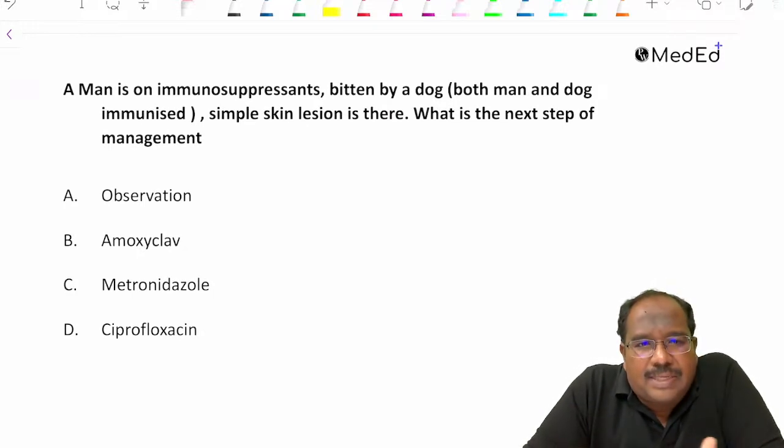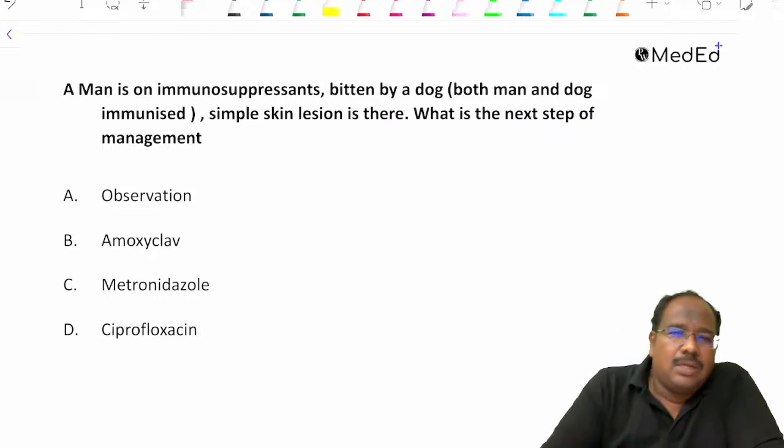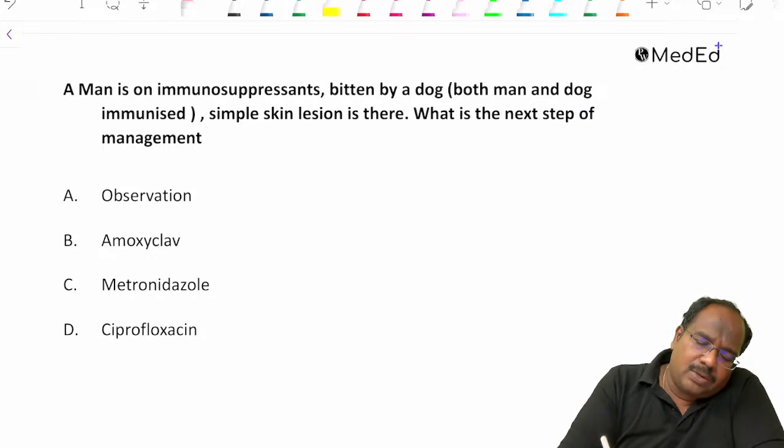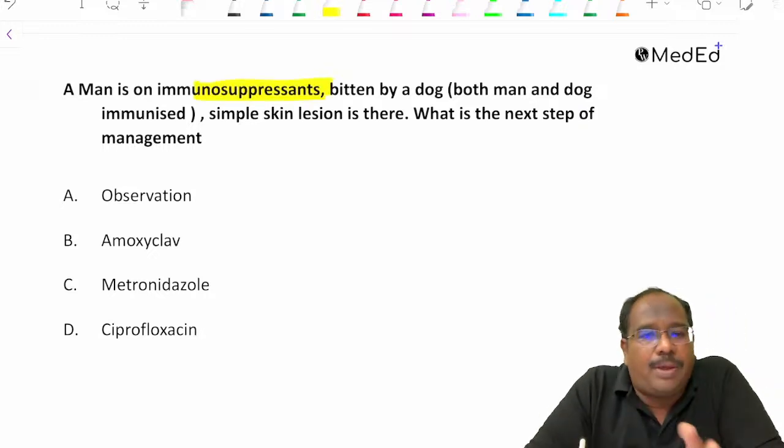A man is on immunosuppressants. Recently, multiple questions have been asked on rabies. The man is on immunosuppressants and bitten by a dog. Both man and dog are immunized, and a simple skin lesion is there. If you want to start an antibiotic, what will you do?